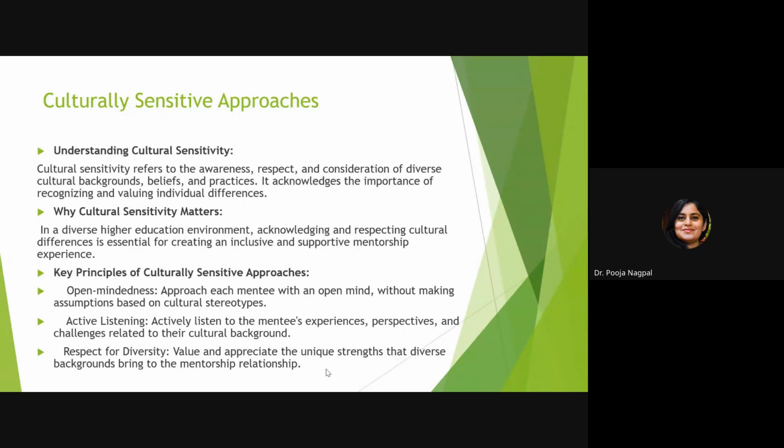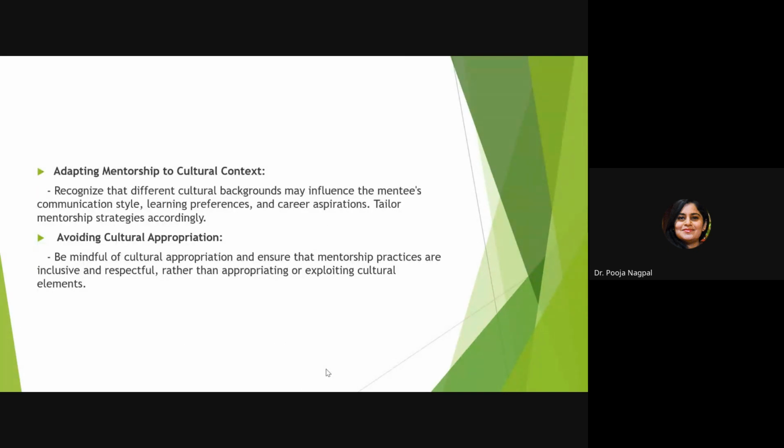So, actively listening to the mentees' experiences, perspectives, and challenges related to their cultural background. Respect for diversity: value and appreciate the unique strengths that diverse backgrounds bring to the mentorship relationship. We have already discussed patience, active listening, respect for diversity, and adapting mentorship to cultural context. Recognize that different cultural backgrounds may influence the mentee's communication style, learning preferences, and career aspirations.